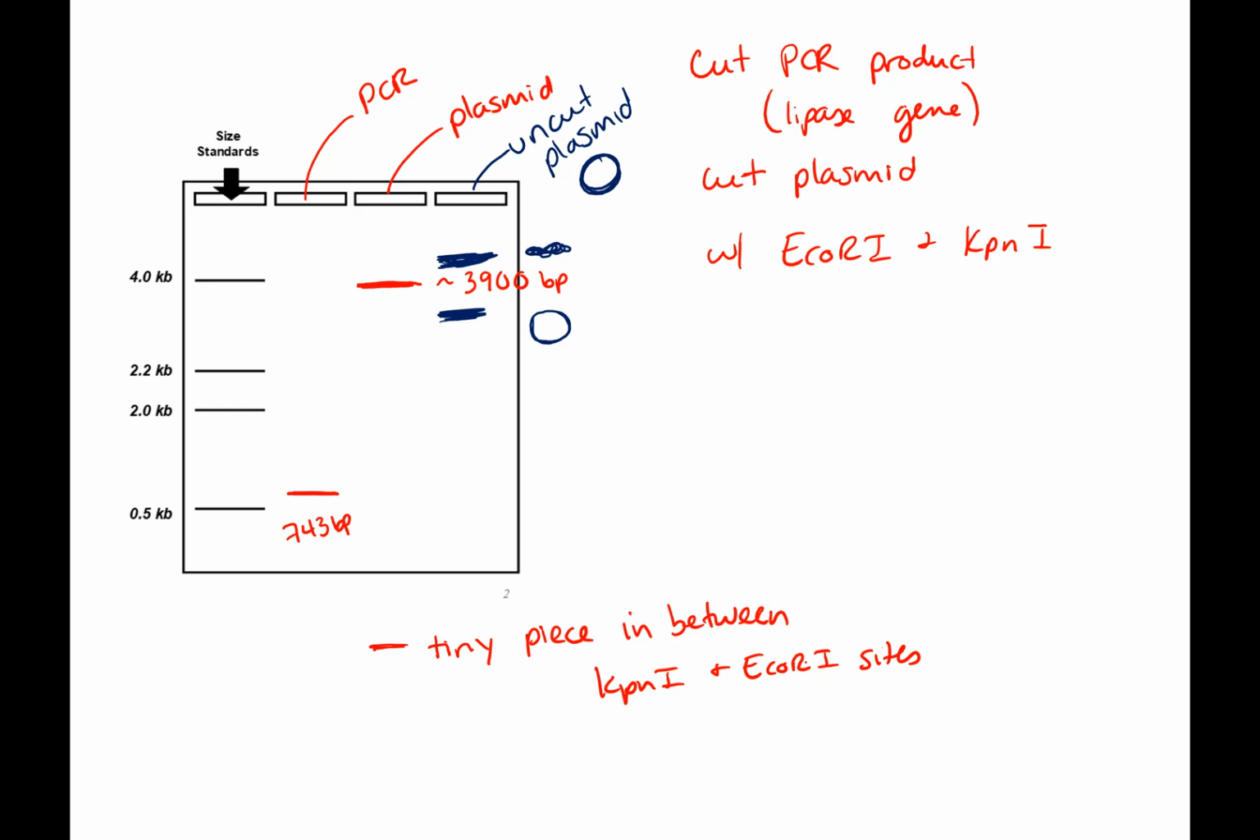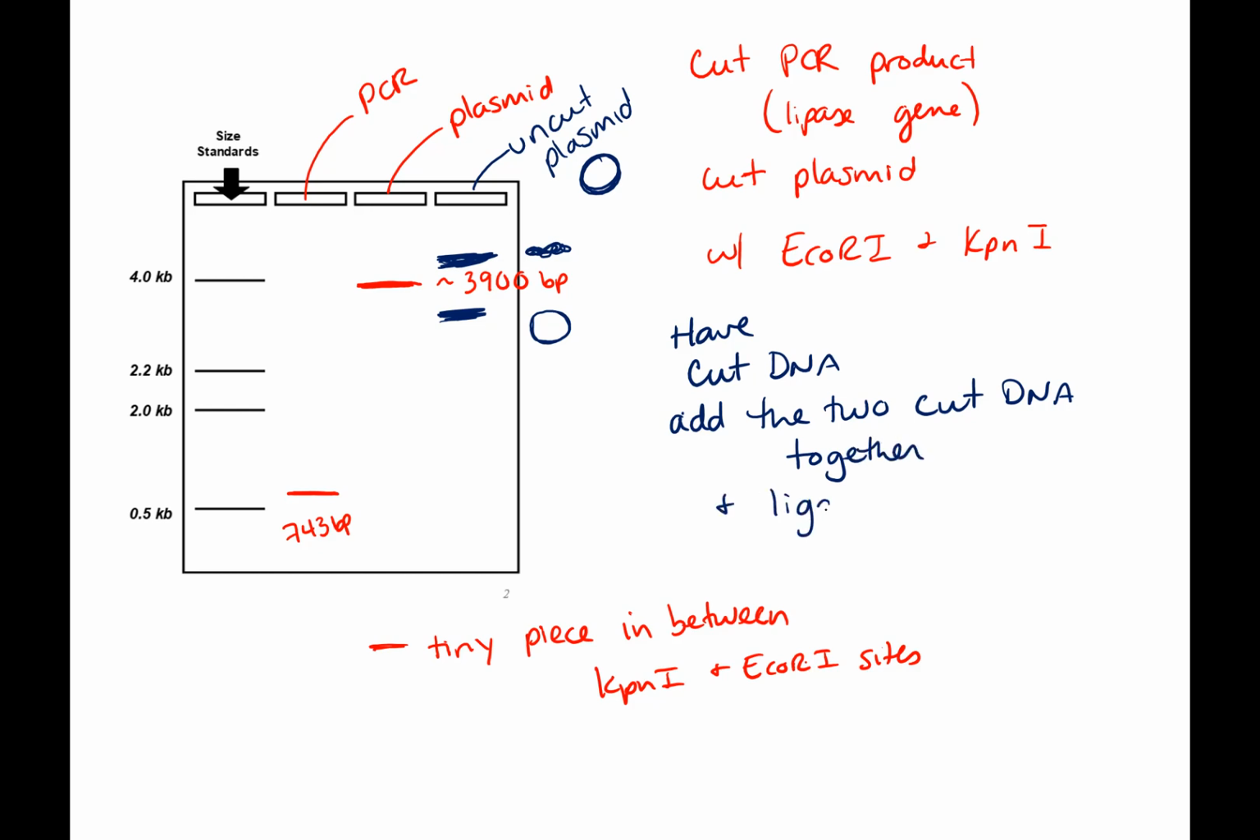So you would have your cut DNA. And you basically add the two cut DNAs together. And you ligate. So you add the ligase enzyme. And so what should be happening is your plasmid, and I usually draw it like this, here's your lipase gene. So you're hoping they come together, the sticky ends overlap where the KPN1 and EcoR1 sites are, and this is what you want. This is your goal.